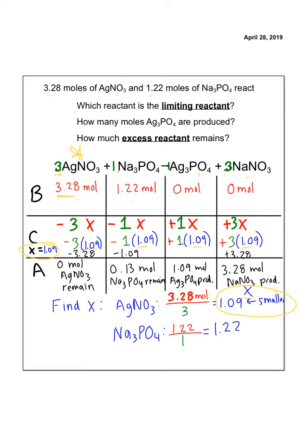And then we do the same for the product side. So what's our limiting reactant? AgNO3. How many moles of Ag3PO4 produced? Right here, 1.09. And how much excess remains? Well, Na3PO4 is my excess. How much is left over? We have 0.13 moles remaining after this reaction happens.